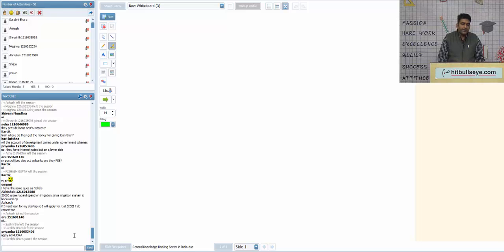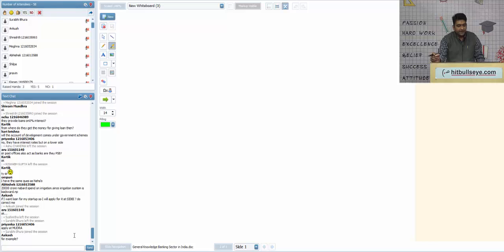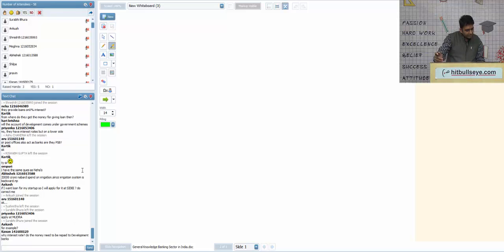SIDBI itself will provide loans to other industries, or you can go to the SIDBI website, and if they say approval or application for a loan, you need to check on the website. Kanan, your question is why interest rate? Does the money need to be repaid to development banks? It's not like this, Kanan, that they need to be repaid.